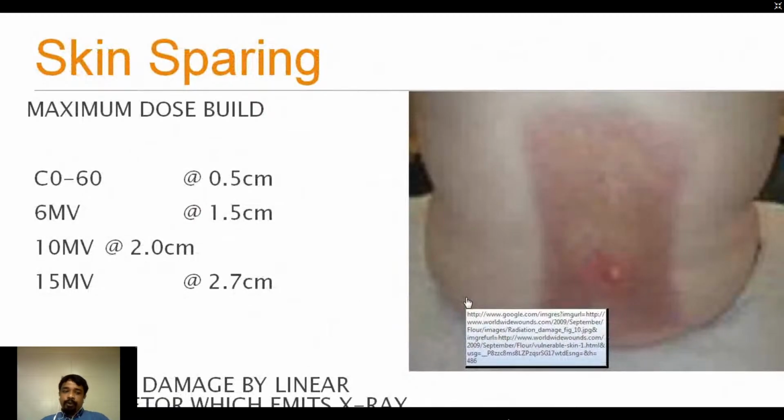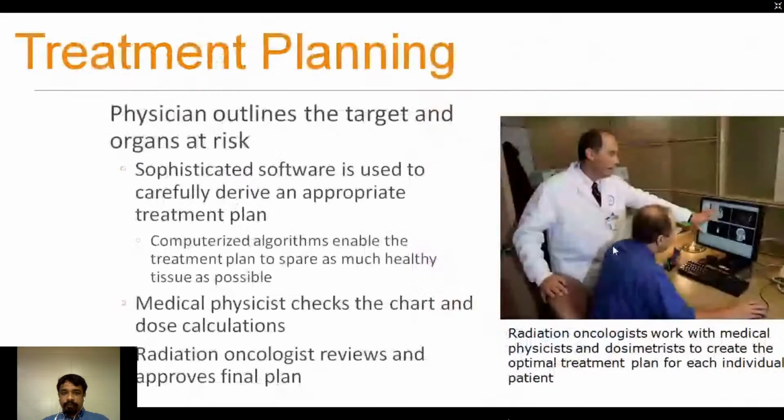So if I try to use a cobalt beam, this is what happens. When you treat with a cobalt machine, which has an energy of 1.25 MeV, you can have a lot of skin effects on the patient. So using a higher energy with these linear accelerators, we can really avoid these doses to the skin, and we can give a high dose to the deep-seated tumors.